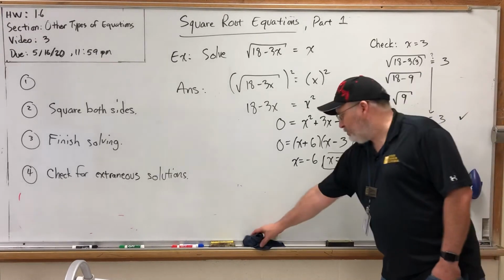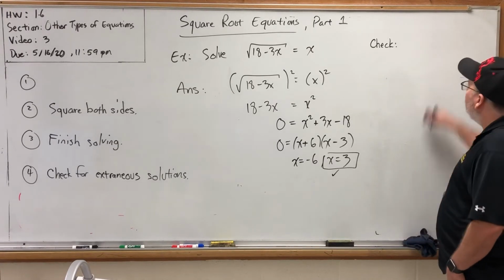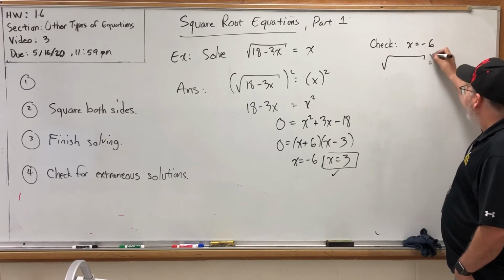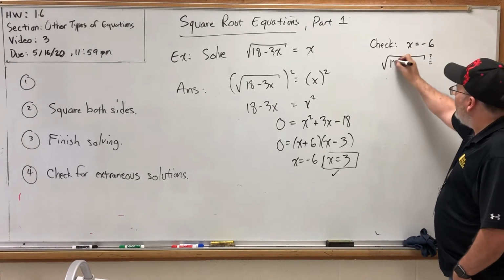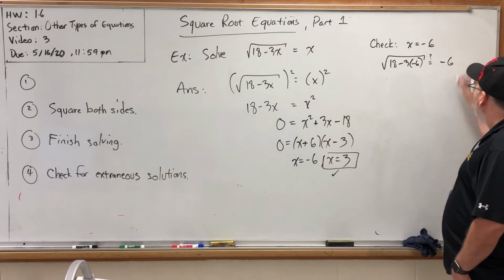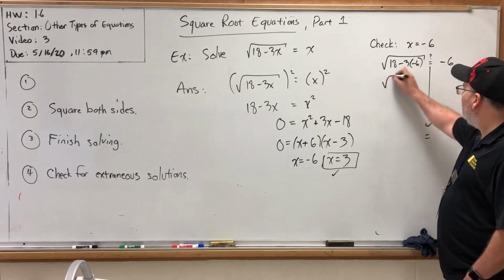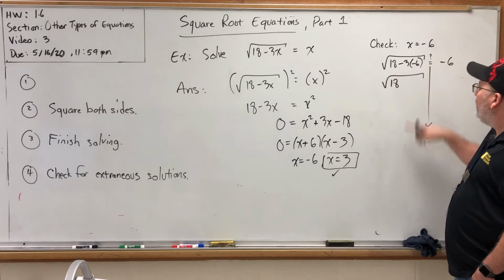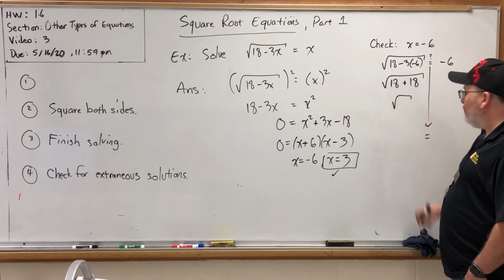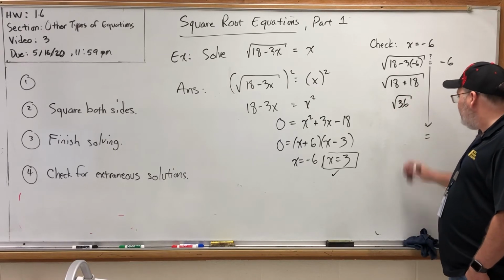But what about the negative 6? If I check the negative 6, I can do the same setup that I did for the 3. Go back to the original equation, rewrite both sides, except everywhere there's an x, put a negative 6. So we get 18 minus 3 times negative 6 on the left, and we get negative 6 on the right. Let's work the left side first this time. 18 stays put while we multiply. Negative 3 times negative 6 is positive 18. Now add: 18 plus 18 is 36. And what's the square root of 36?